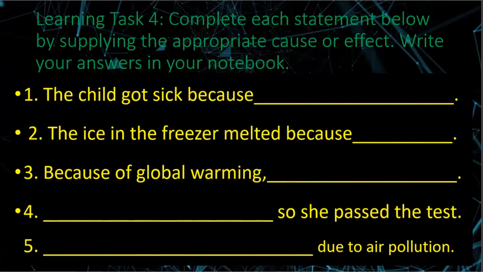Number one, the child is sick because blank. Number two, the ice in the freezer melted because blank. Number three, because of global warming, blank. Number four, blank, she passed the test. Number five, blank, due to air pollution.